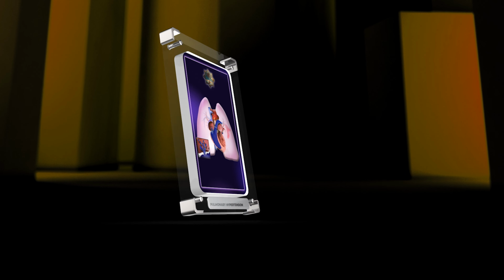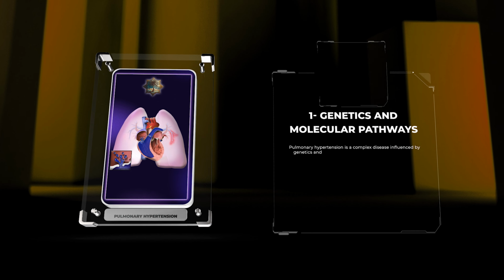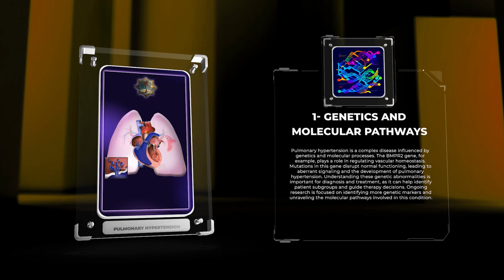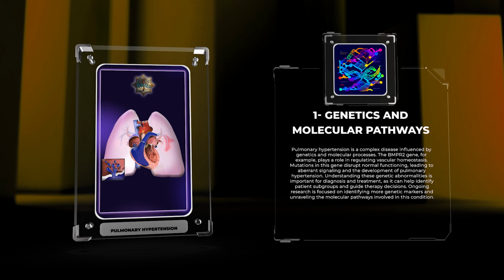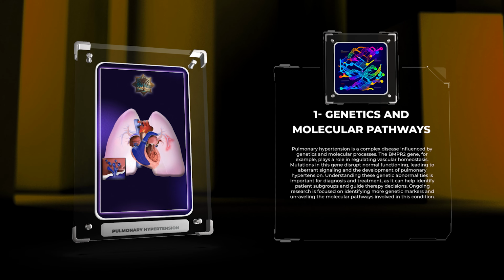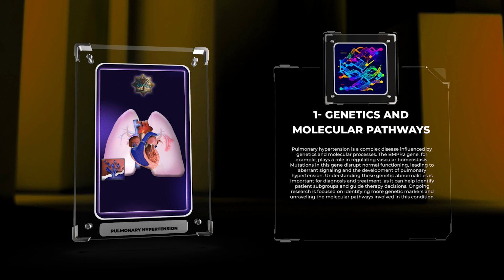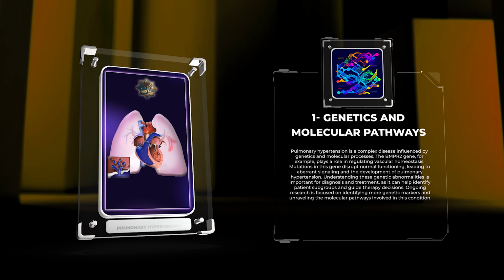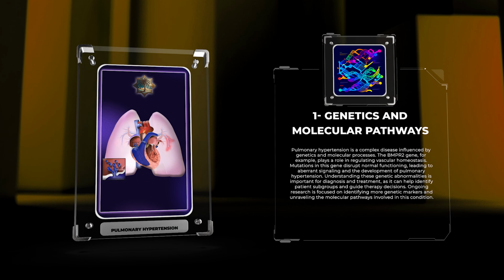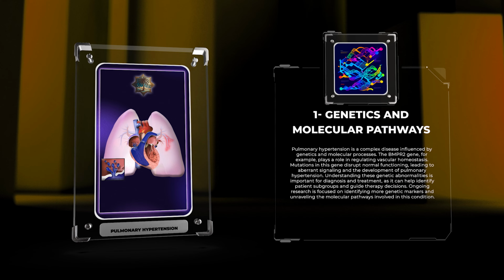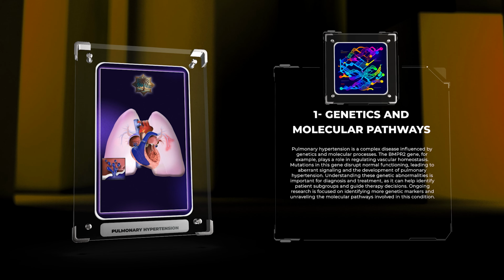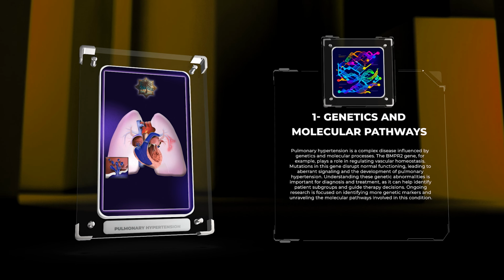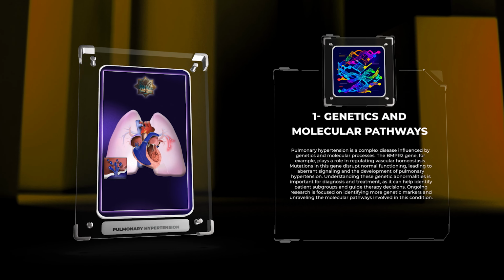Pulmonary hypertension is a complex disease influenced by genetics and molecular processes. The BMPR2 gene, for example, plays a role in regulating vascular homeostasis. Mutations in this gene disrupt normal functioning, leading to aberrant signaling and the development of pulmonary hypertension. Understanding these genetic abnormalities is important for diagnosis and treatment, as it can help identify patient subgroups and guide therapy decisions. Ongoing research is focused on identifying more genetic markers and unraveling the molecular pathways involved in this condition.